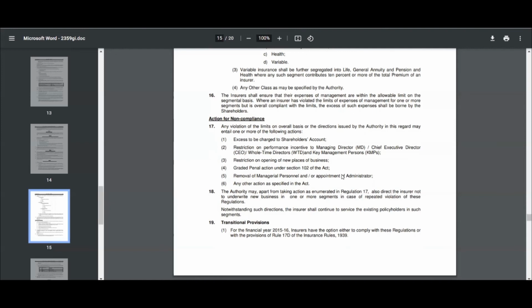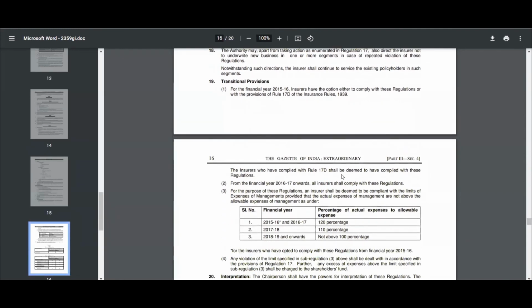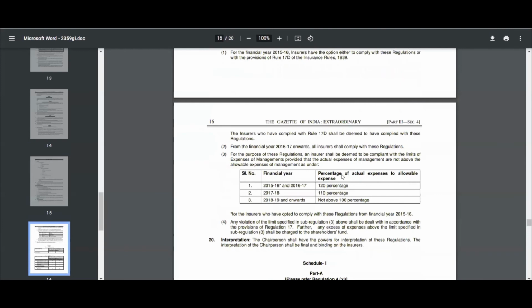Now, obviously, this was a new regulation. This regulation was not prevalent before, so there was some timeline given to the insurer to follow it. The timeline starts from 2016-17. For 2015-16 and 2016-17, the actual versus allowable limit can be 120%. From 2017-18, it would be 110%, and from 2018-19 onwards, it has to fall within the expense limit, that is 100%.